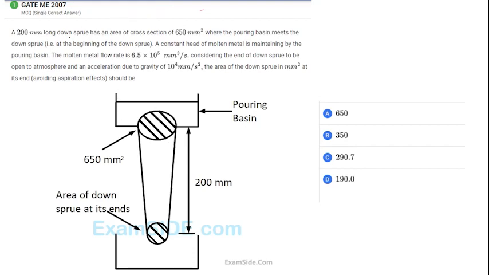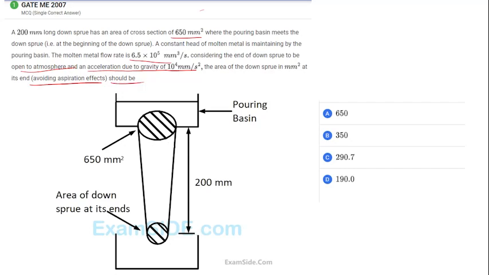A 200 mm long down sprue has an area of cross section 650 mm² where the pouring basin meets the down sprue, that is at the beginning of the down sprue. A constant head of molten metal is maintained by the pouring basin. The molten metal flow rate is 6.5 × 10^5 mm³ per second. Considering the end of the down sprue to be open to the atmosphere and acceleration due to gravity as 10^4 mm per second squared, the area of the down sprue in mm² at the end, avoiding aspiration effects, should be.